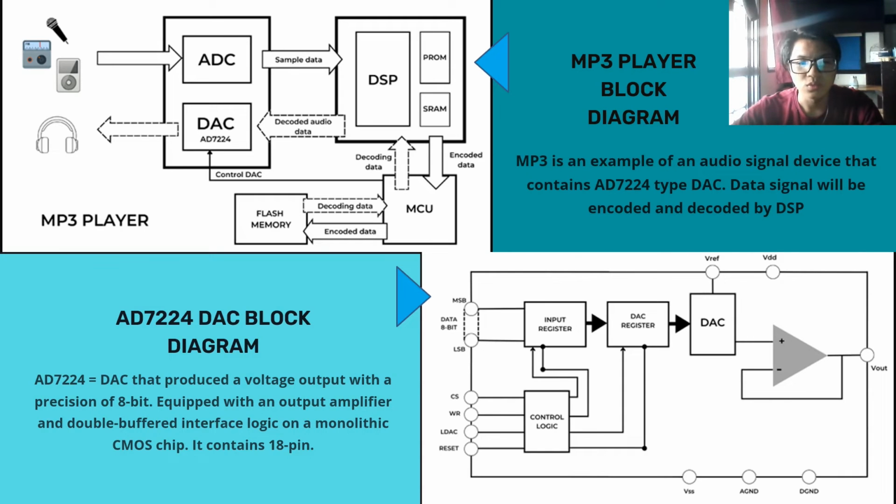After that, we have the AD7224 DAC block diagram that is used in the MP3 player. AD7224 is a DAC that produces a voltage output with a precision of 8-bit binary. It is equipped with an output amplifier and double buffer interface logic on a monolithic CMOS chip. It contains 18 pins, as you can see here, 1, 2, 3, 4, 5, 6, 7, 8, 9, 10, and the rest of 8 pins come from the input of 8-bit data from the most significant bit to the least significant bit.